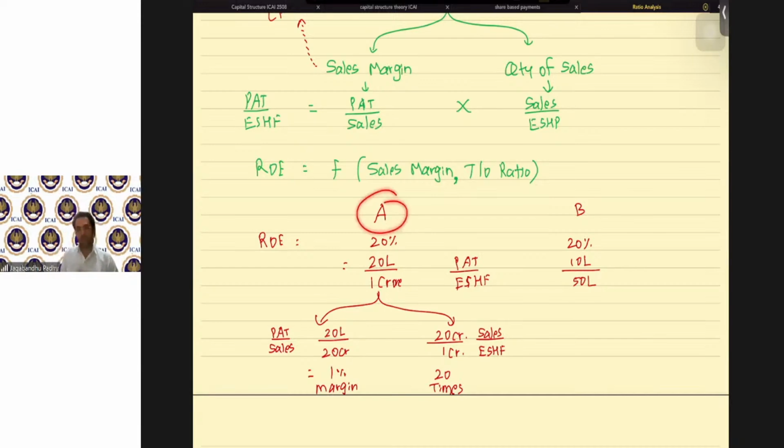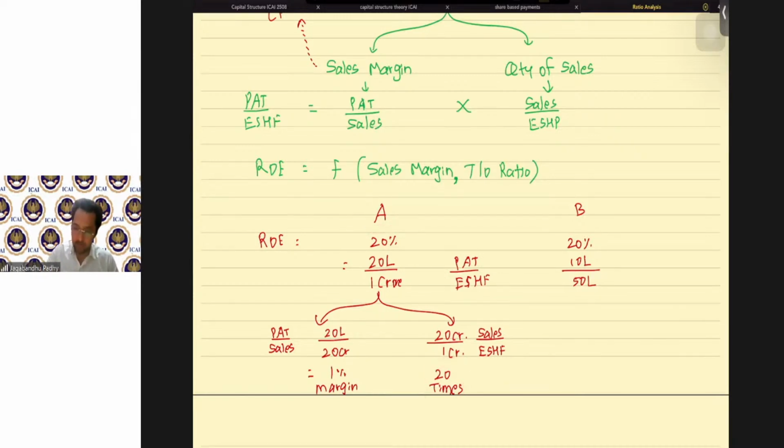So we find that company A is generating 20%, but it is majorly due to higher sales, due to greater times of the sales. Equity shareholders fund is just 1 crore. With just 1 crore investment, the company is able to generate 20 crores of sale, and that's what we mean by turnover of 20 times. So the strong point for company A is its turnover.